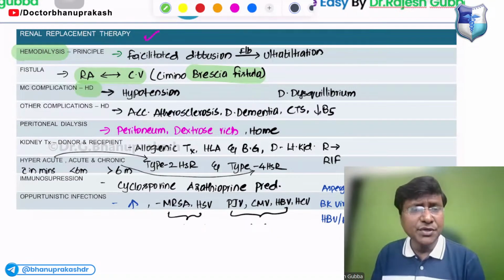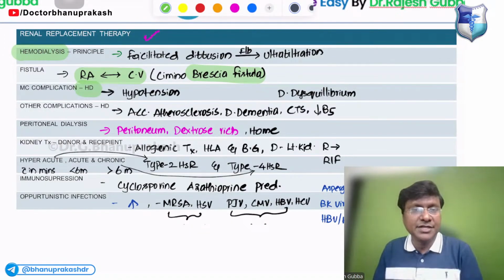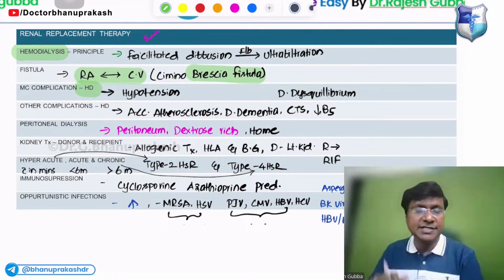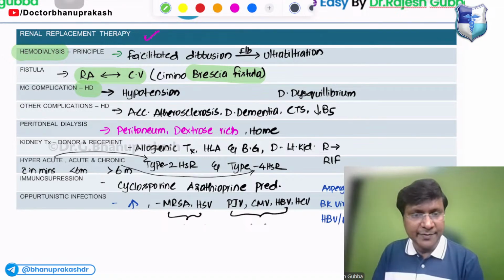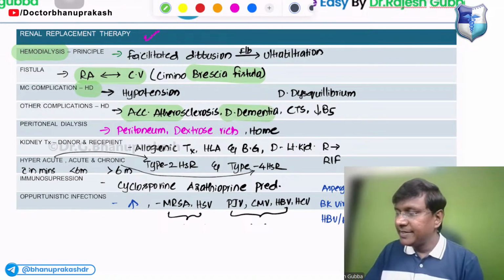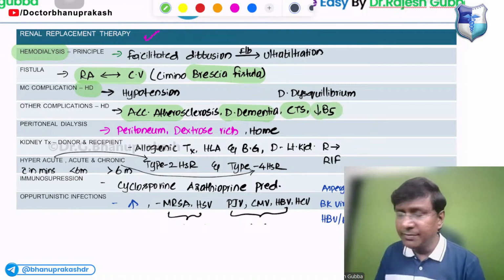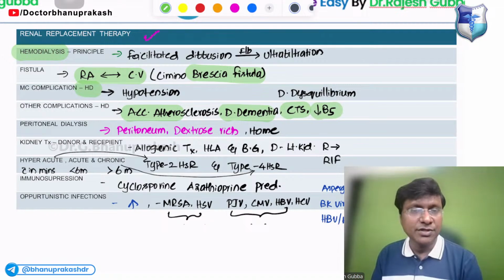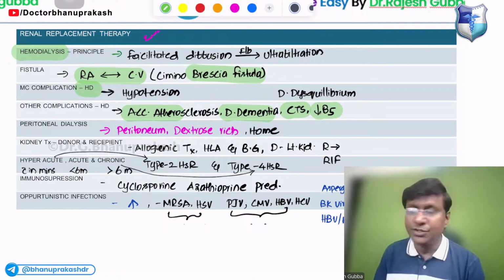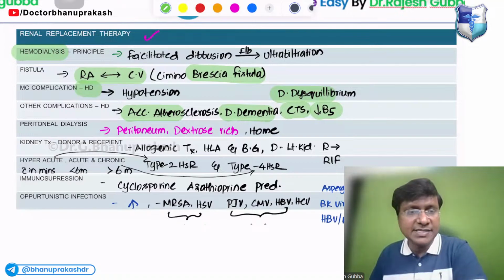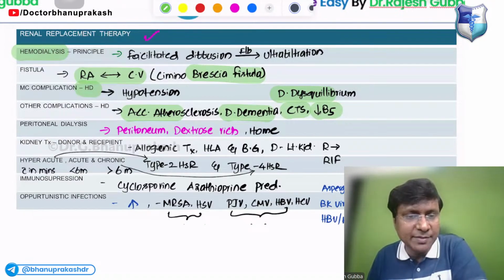Now, whenever you're doing hemodialysis, what is the most common complication? Hypotension is the most common complication because you are taking out large volumes of fluid and then sending it into the dialyzer machine. So that will result in hypotension. There will be accelerated atherosclerosis in case of recurrent hemodialysis. There will be dialysis dementia due to accumulation of amyloid beta 2 protein. There will be development of carpal tunnel syndrome due to accumulation of amyloid beta 2 in the flexor retinaculum. There will be loss of vitamin B5, that is pantothenic acid, that can result in burning feet syndrome. And another very important complication is dialysis disequilibrium. So these are the complications of hemodialysis.